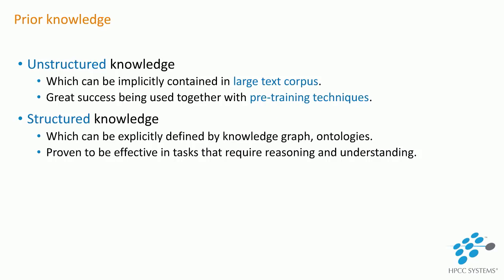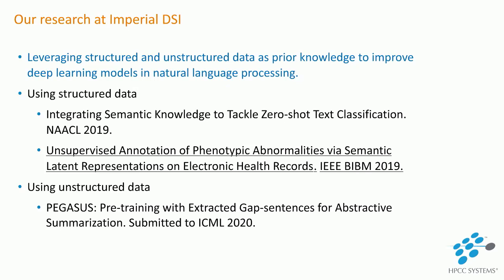In our recent research from last year, we tried to leverage both structured and unstructured data as prior knowledge to improve deep learning models in natural language processing. For example, using the structured data, we use a large graph for zero-shot task classification, and also for phenotype annotation on electronic health records. For the unstructured data, we use web page data and design pre-training techniques for textual summarization. It includes both general summarization on general datasets and also biomedical literature, such as from PubMed. For this specific talk, I would like to talk more about our research on phenotype annotation on the EHRs.